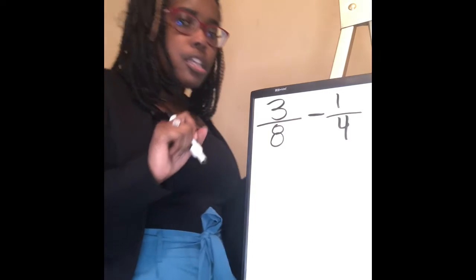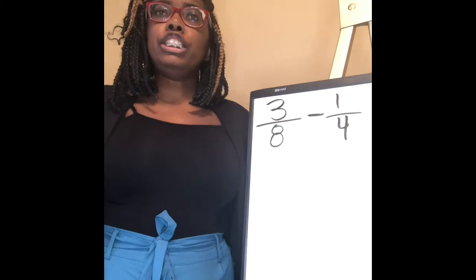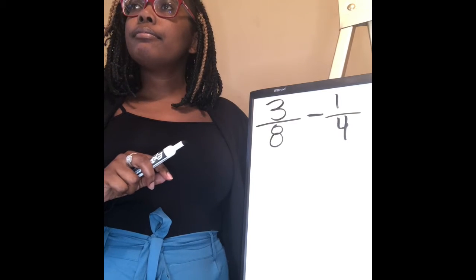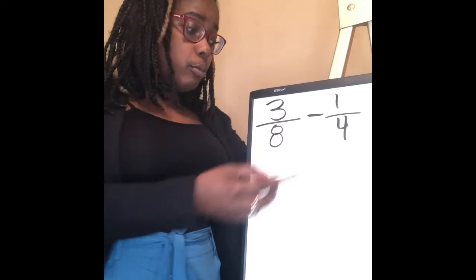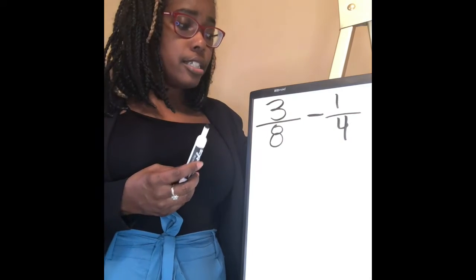All right, so what is the first thing that we must do? Angie? Okay, you say we should recognize that they have different denominators. That's good. That's good. I like that.